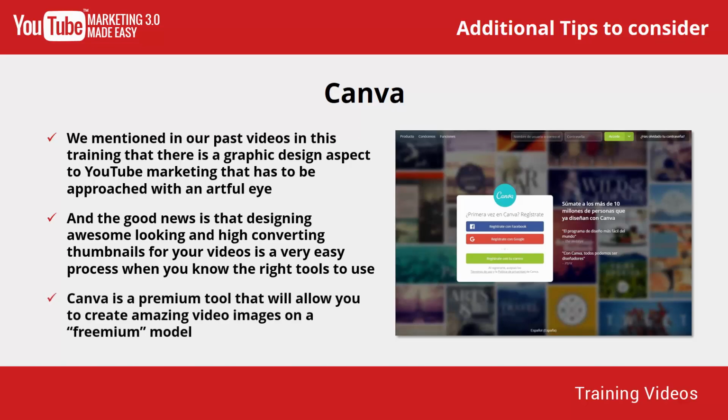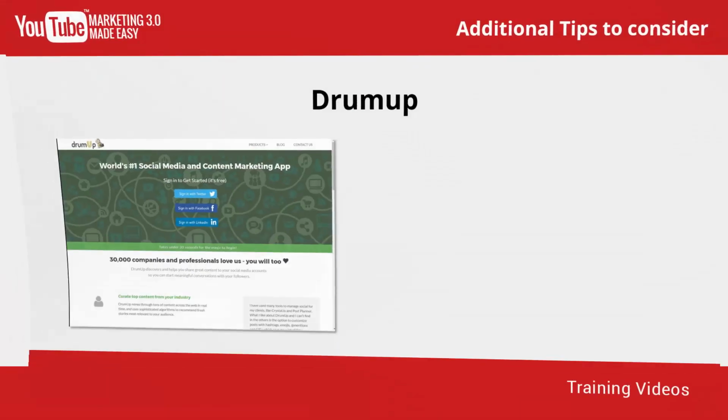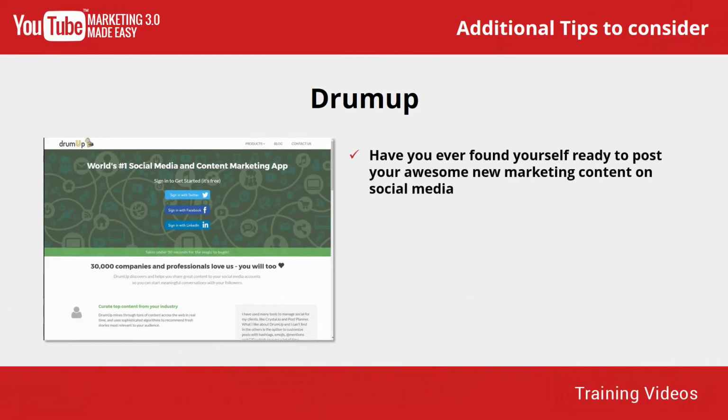Canva is a premium tool that will allow you to create amazing video images on a freemium model, which means that you can create and save your thumbnails for free, but you can also pay for professionally made templates and cards.